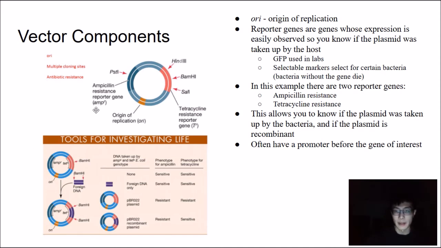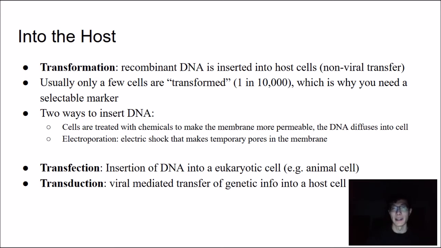So if you look at this particular example here, there are two types of reporter genes, and these include your ampicillin resistance genes as well as your tetracycline resistance genes. So again, this allows you to know if the plasmid is basically properly taken up in the bacteria and if the plasmid is going to be recombinant. Oftentimes, in addition to all this, you also have a promoter before the gene of interest, and that's important because you obviously need that promoter potentially to get the whole process of transcription started.